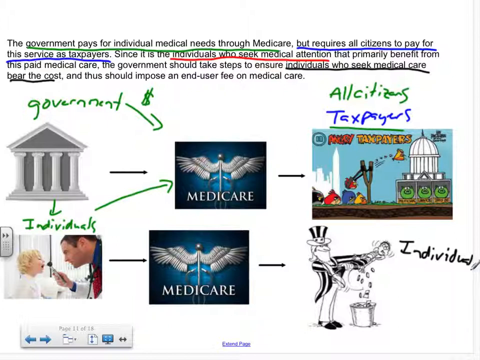Rather than everyone should pay for the service, since if it's only a certain group of people that are using this service in the first place, the argument is that these people alone should pay for the service that they use, whereas the other people who don't use this service should not have to bear the cost.